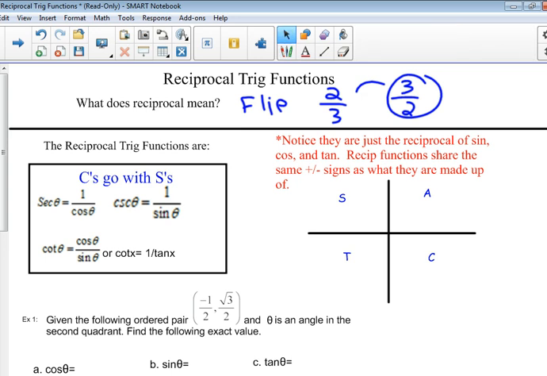Alright, so if you guys had like 2/3, the reciprocal would be 3/2. Those of you guys who are thinking negative, that's with perpendicular lines. When you're doing slope, you take the negative reciprocal, that's why.